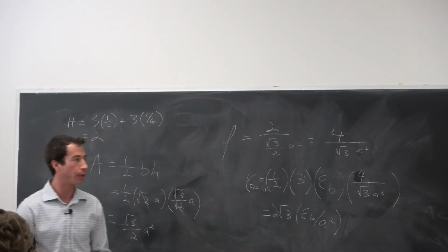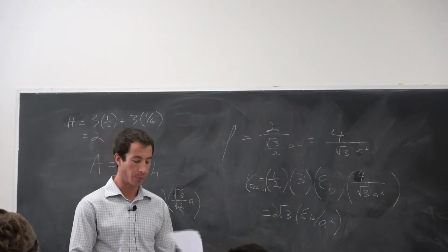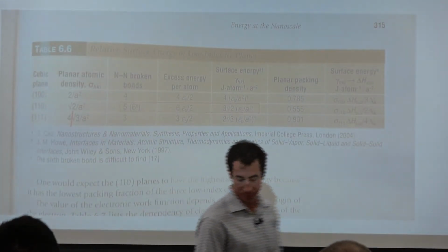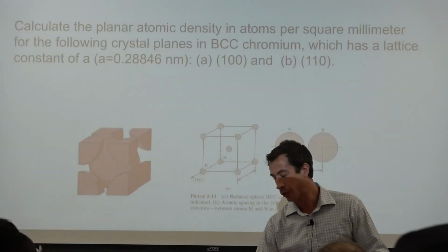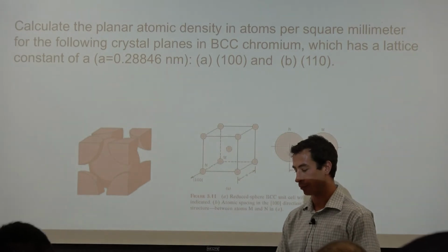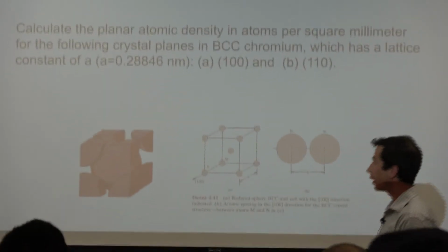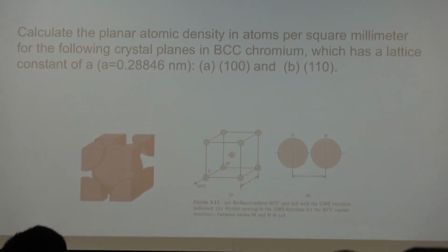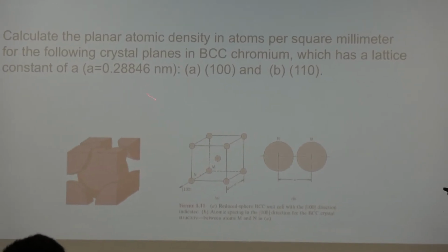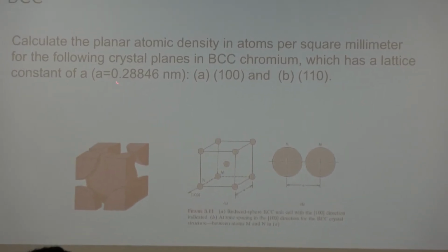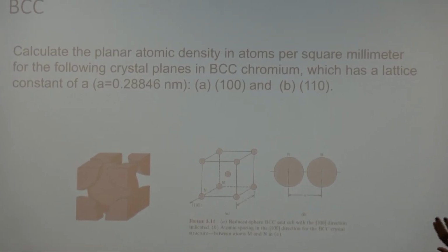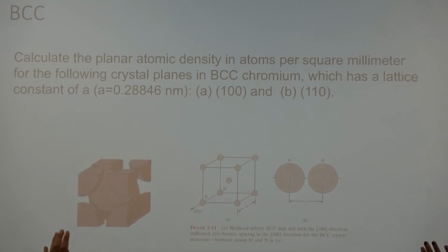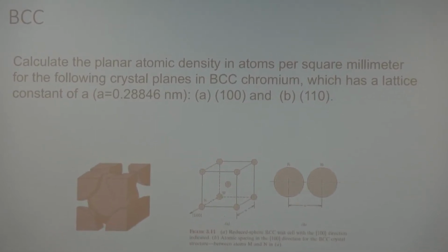Okay, so hopefully that's more satisfying than just throwing that table up there. Okay? So now, of course you could do the same thing for a BCC, right? And then you could start to even actually calculate this for the actual numbers. So if you had the number for chromium, you could actually calculate which plane has a higher packing density.